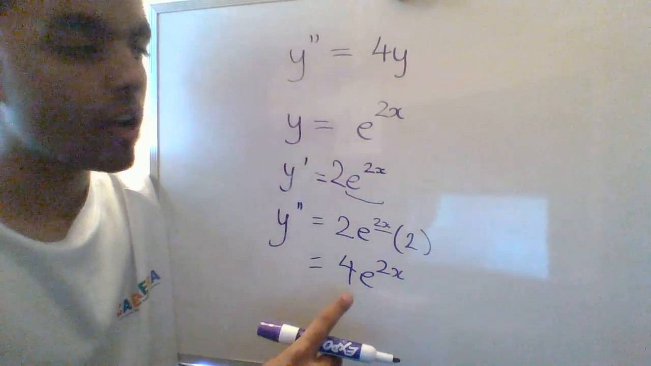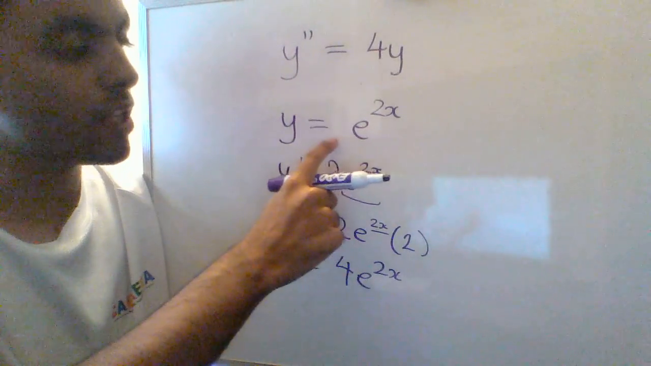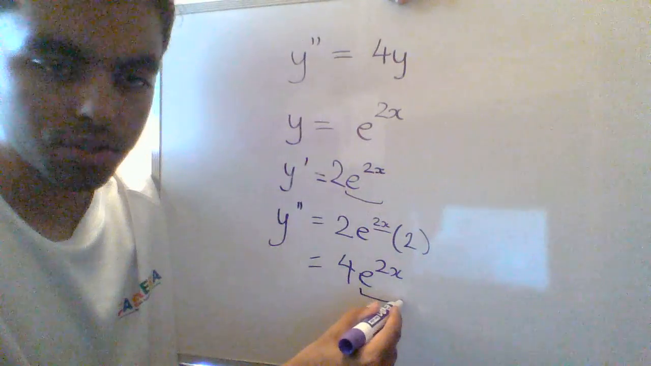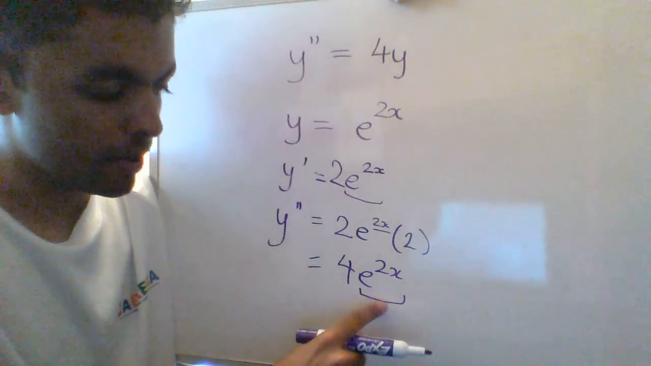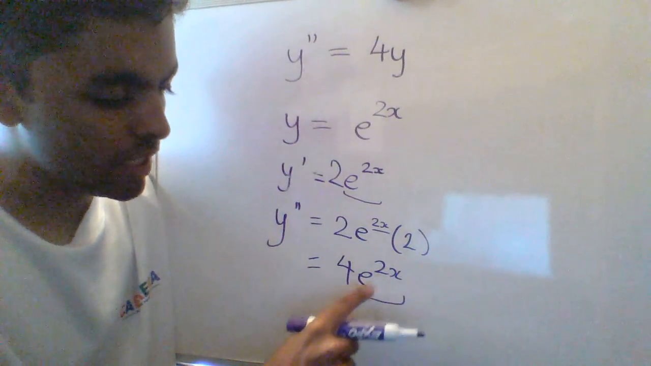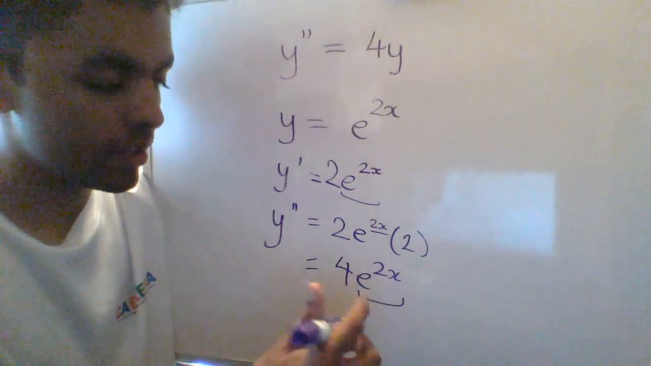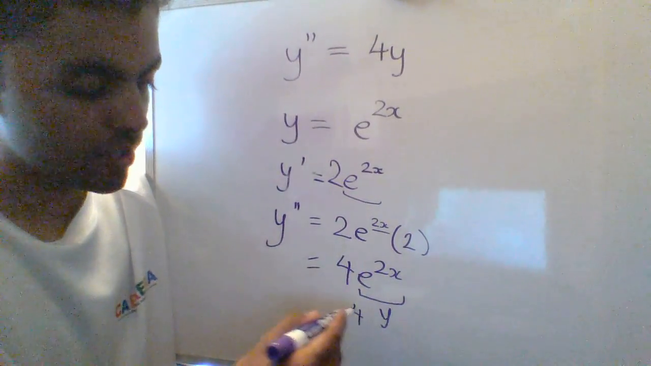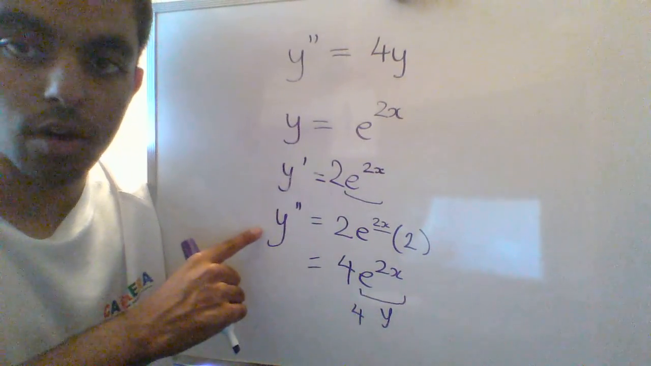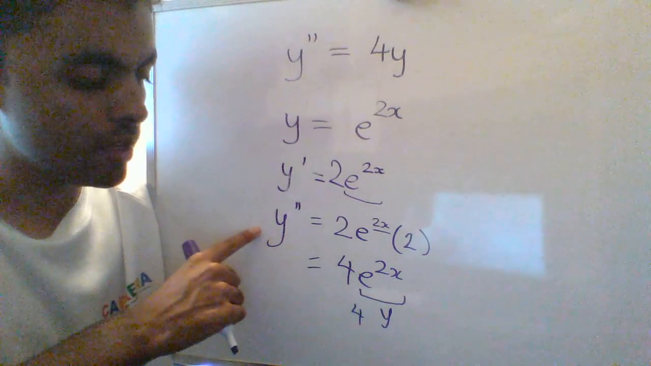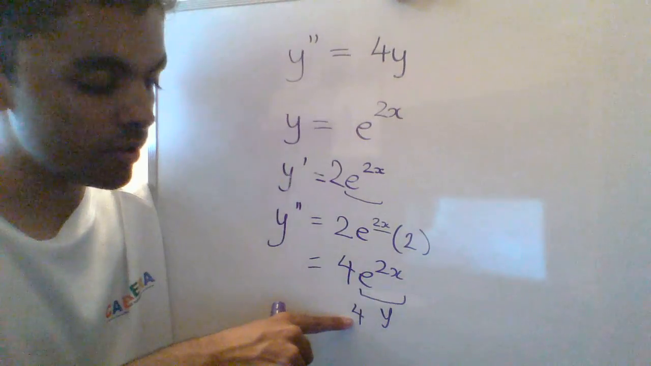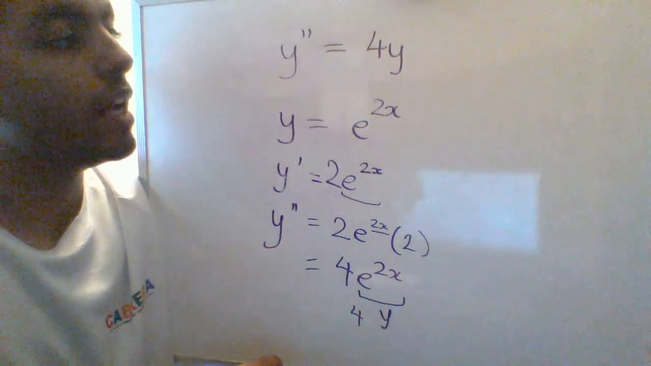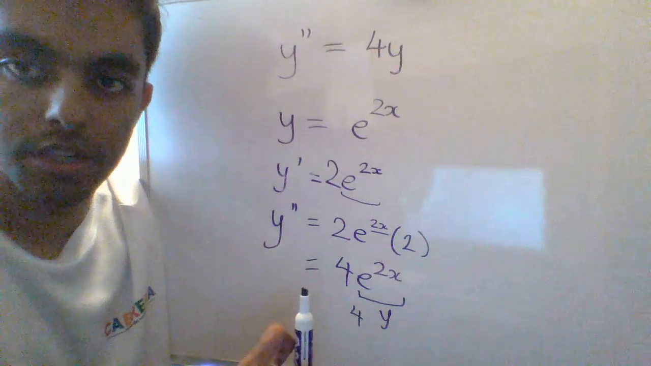Now, if you look, our guess for y was that y is e to the 2x, and our e to the 2x shows up right here, right? So that's our e to the 2x covered. This is our y, and then it's just 4 on the outside. So what we've got is y double prime, the second derivative of y, is equal to 4 times the original function y. And so that gives you the answer to this differential equation.